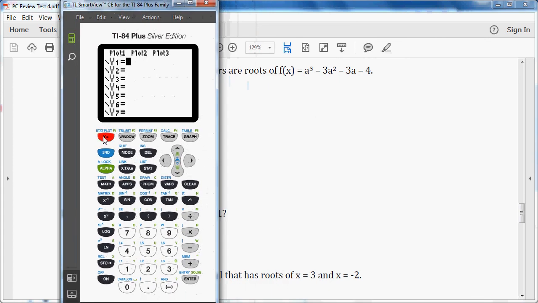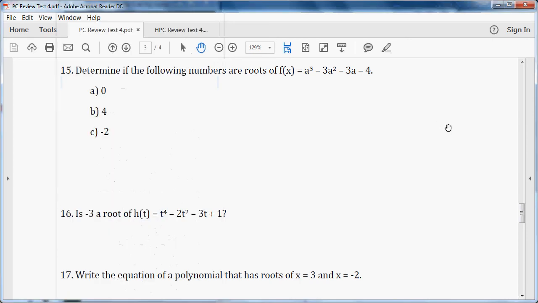So I'm going to plug this in just using x instead of a, which is completely fine. X cubed minus 3x squared minus 3x minus 4. Sorry, I lost something there. Let me see if I can get it back.